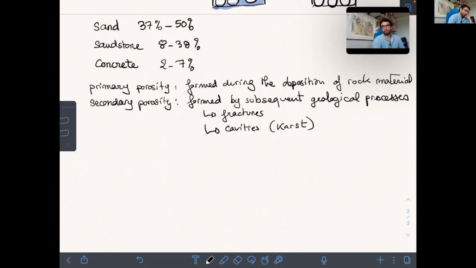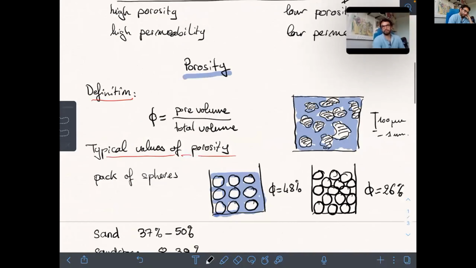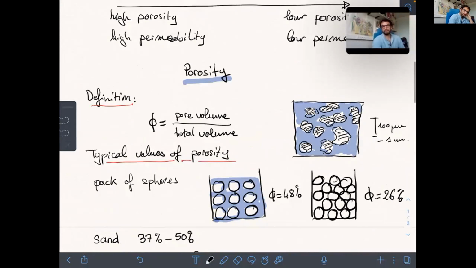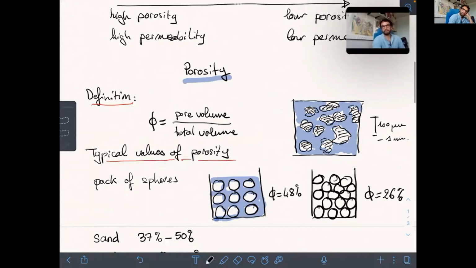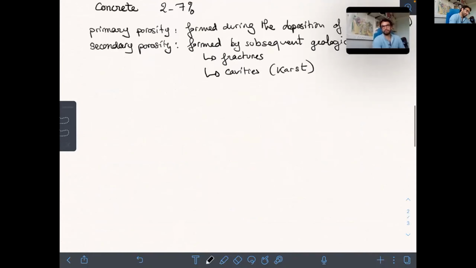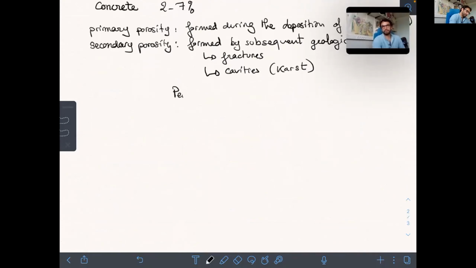Okay, so this is for porosity. Porosity is really giving us the amount of fluids that can be stored in a given rock or porous media. But it does not tell us how this fluid can flow. So you could have a lot of porosity and not necessarily a high permeability for the fluid to flow. Okay, so that's why we have a second parameter, that is permeability.